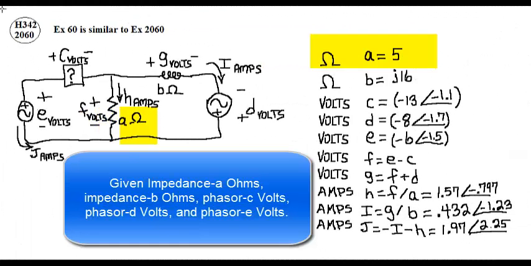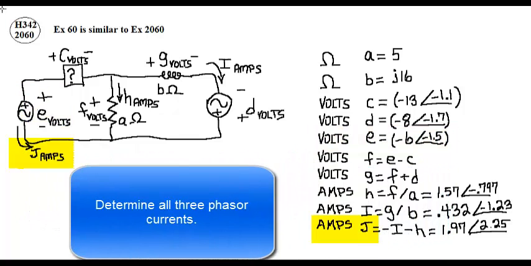The AC circuit is similar. Given impedance A in ohms, impedance B in ohms, phasor C in volts, phasor D in volts, phasor E in volts, determine all three phasor currents, J, H, and I.